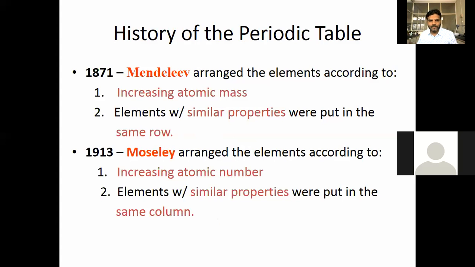For example, if we take the example of beryllium, okay, the atomic number of beryllium is 4. Then if we take the example of boron, the atomic number of boron is 5. यहाँ पे atomic number बेरिलियम का 4 है और बोरॉन का एटॉमिक नंबर है 5. तो एक यूनिट से एटॉमिक नंबर चेंज हुआ.